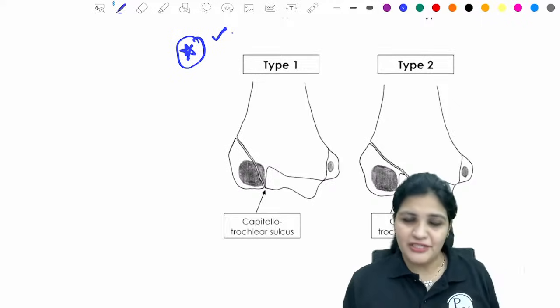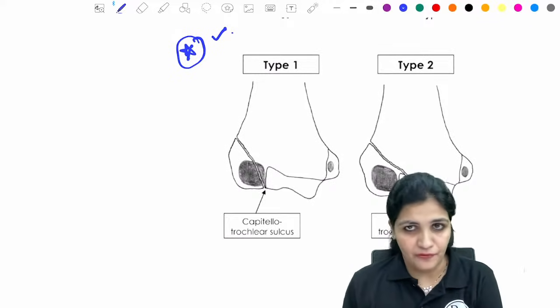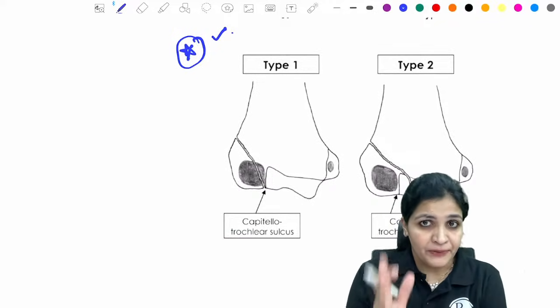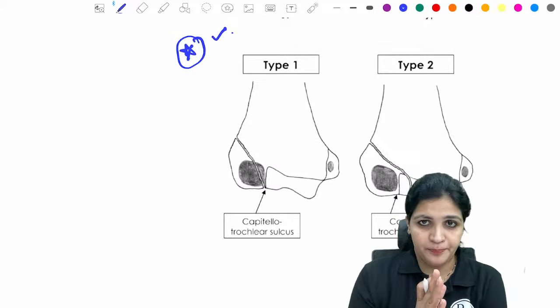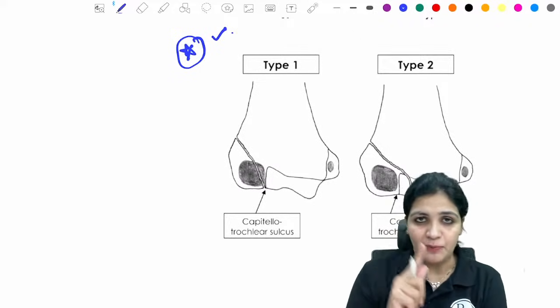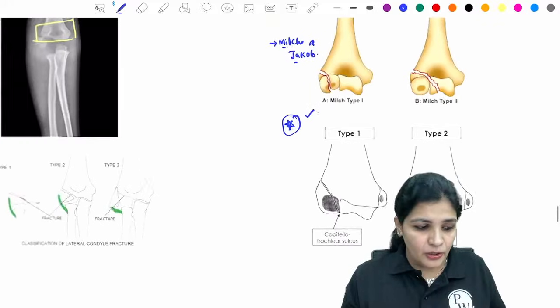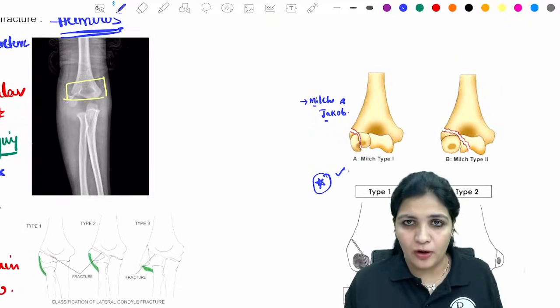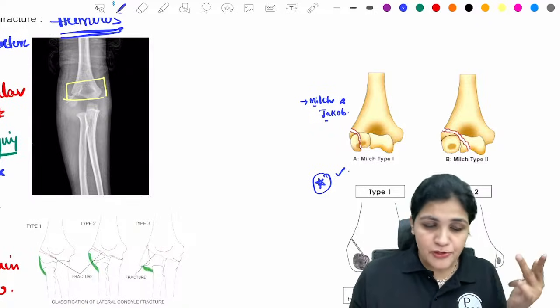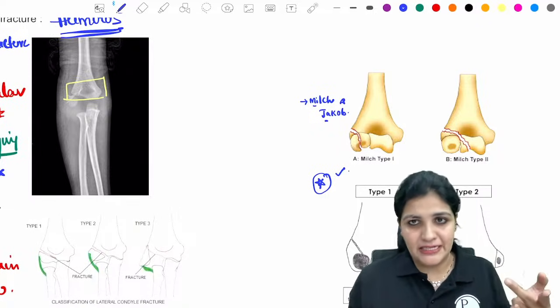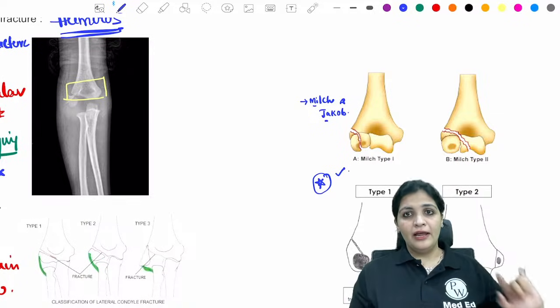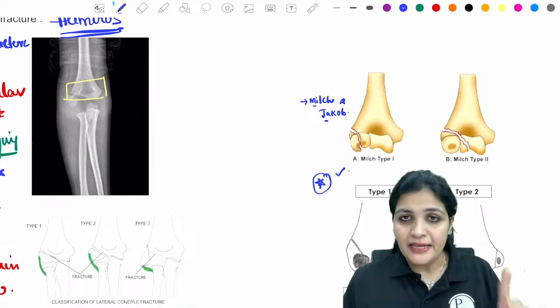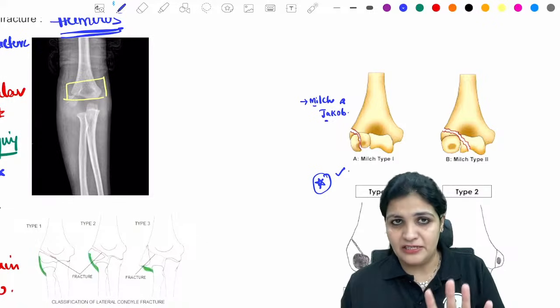Yes, very good, Mahesh. It's the Gartland classification for supracondylar fracture humerus, and for lateral condyle it is Milch. In Milch there are two types, type 1 and type 2. The extension type is also very common. The types of supracondylar fracture are flexion type and extension type, but the classification name is Gartland's classification. Here the classification name is the Milch classification, okay?